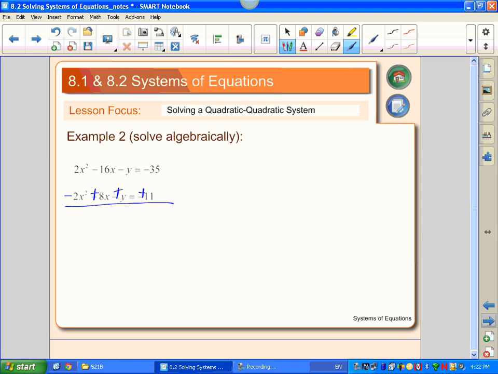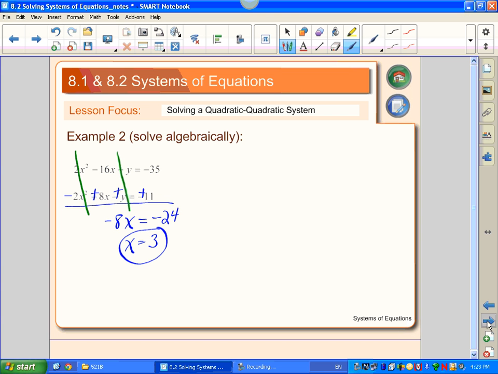And when we work this out, we see that 2x squared, negative 2x squared, gives me 0. I have negative 16x plus 8x, that's negative 8x. Negative y plus y, there's another 0. And I have negative 35 plus 11, which gives me negative 24. And it says, oh, x is equal to 3. But we're not done yet. All I know is the x value. I don't know the y value.